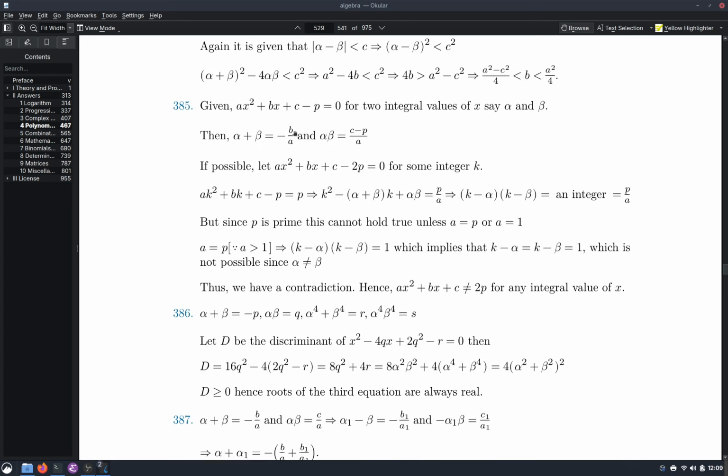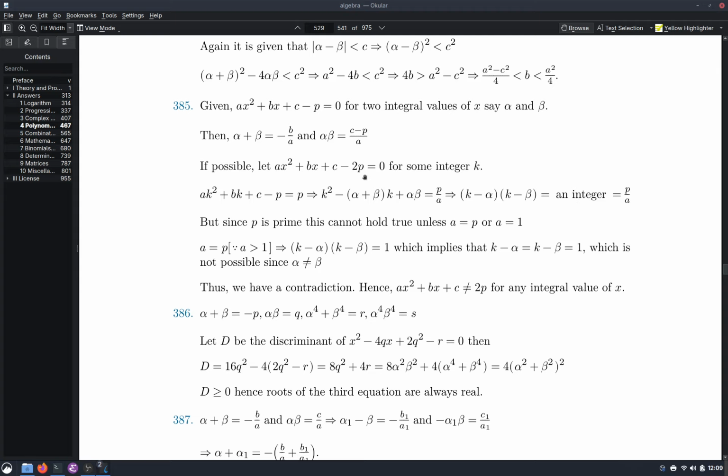So alpha plus beta would be minus b by a, and alpha beta will be minus p by a. So we assume now that ax square plus bx plus c minus 2p is equal to 0 is true for some integer k. Now once we have that, what we can do is we can rewrite this equation as k square minus alpha plus beta into k plus alpha beta is equal to p by a, which implies that k minus alpha into k minus beta is equal to an integer.